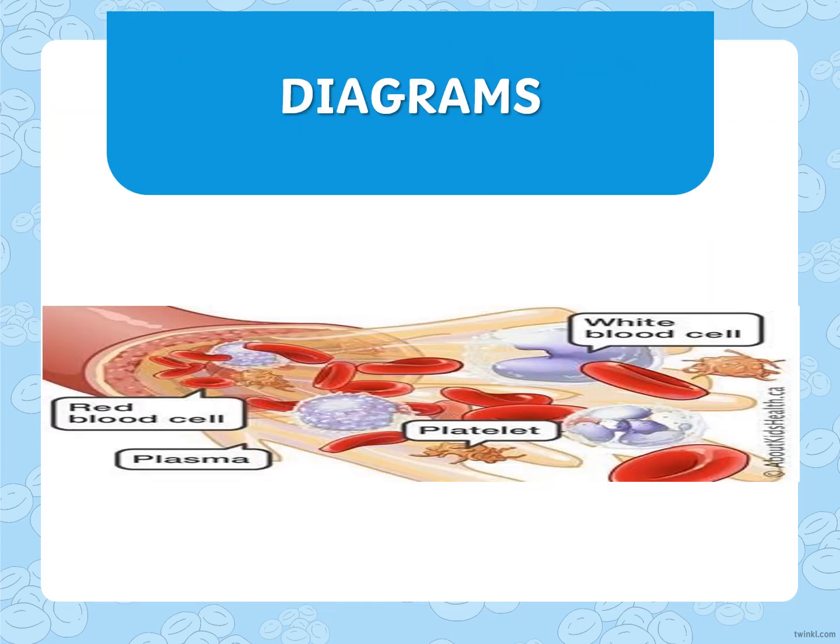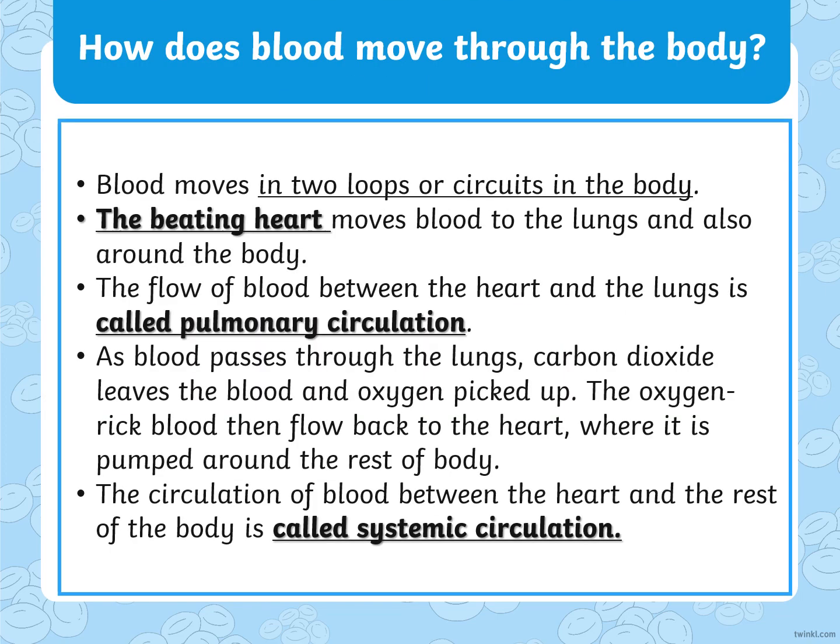This is a diagram of the blood. It consists of the red blood cells, plasma, platelets, and white blood cells.